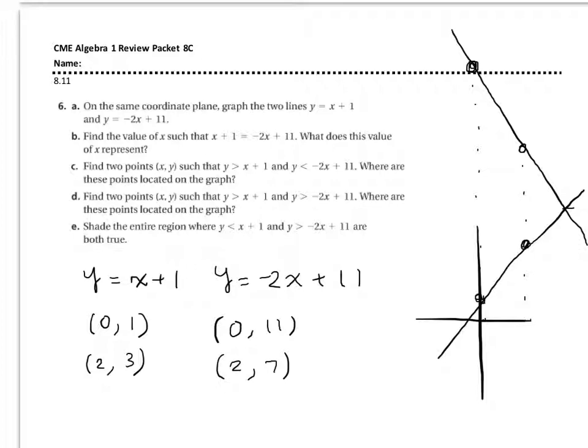And D, you do the opposite. So you're going to have to find the greater and greater. It has to be greater than this line, which will be here, and greater than this line, which will be here. So if you take some points from here, and so on and so forth.